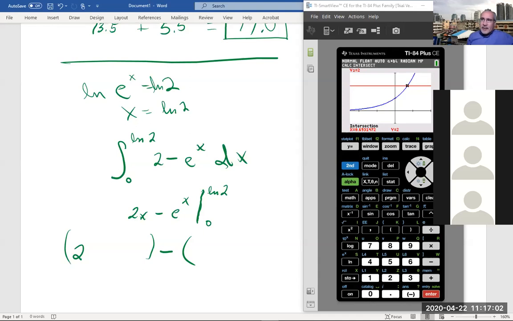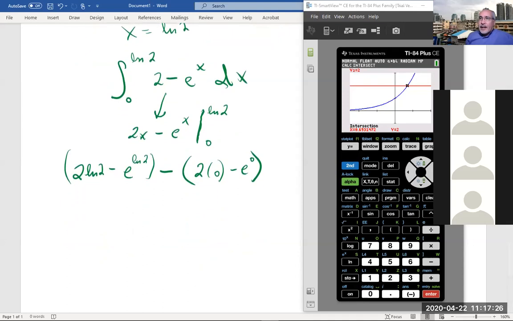Okay, so we have integrated it, and then we plug in our limits. So 2 natural log of 2 minus e to the natural log of 2. And then we subtract off what happens when we plug in 0. So that's 2 times 0 minus e to the 0. And 2 natural log of 2, that's just a number, but we'll just leave it like that. E to the natural log of 2, e and natural log are inverses, so this just becomes 2, right? So this becomes minus 2. 2 times 0 is 0. E to the 0 is 1, so it becomes minus 1. There's a minus 1, so it becomes plus 1, okay?